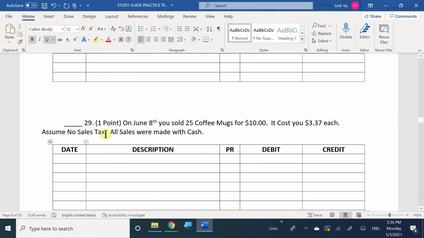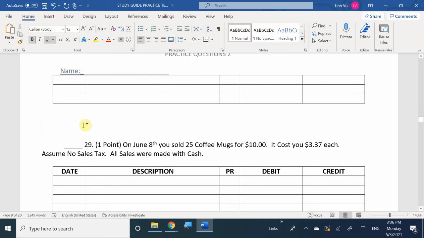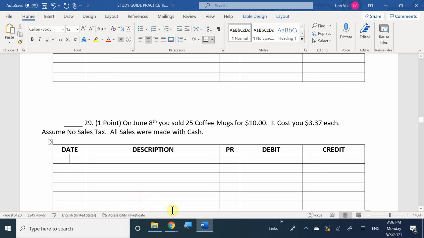So now, question number 28 says that on June 8th, you sold 25 coffee mugs for $10 each. If it cost you $3.37 each, including the freight, assume that there is no sales tax, and all sales were made with cash. So first, let's break it down and recognize one transaction first. We need to record that we sold something. So what should be my first transaction here?